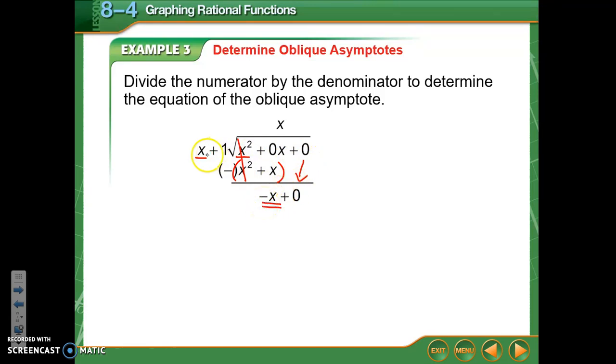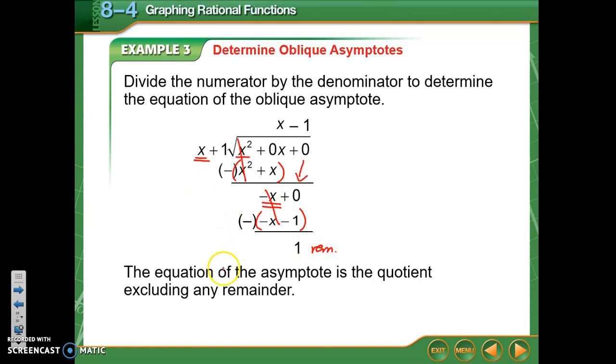Now I do the same thing. Negative x divided by x, that gives me -1. -1 times x plus 1 is -x minus 1. I subtract that. Negative x minus negative x is 0. 0 minus negative 1 is 1. This one is my remainder, but remember, for an oblique asymptote, I don't need my remainder, okay? The equation of my oblique asymptote is just y equals x minus 1. It's this quotient that I get here without the remainder.